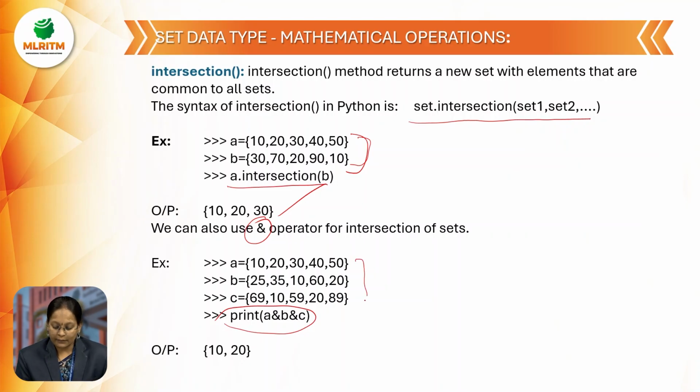Here we have three sets A, B, C with some values. The intersection of A, B and C is found by using print A and B and C. It will give the common elements which are present in all three sets. Those are 10 and 20. So 10 and 20 are the common elements in the three sets.